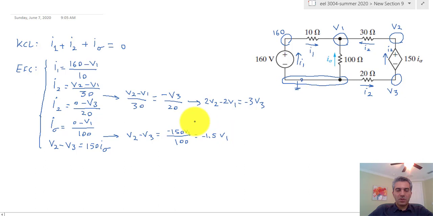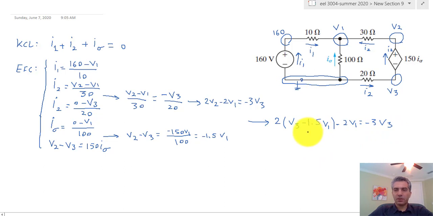So from these two equations, I should be able to write both V2 and V3 as a function of V1. So let's try to do that. For example, from this one, I can take V2 and put it in the other one. So from this one, V2 is basically V3 minus 1.5 V1. So I'm going to replace that there. So 2 times, instead of V2, I write (V3 minus 1.5 V1), minus 2 times V1 is equal to minus 3 V3.